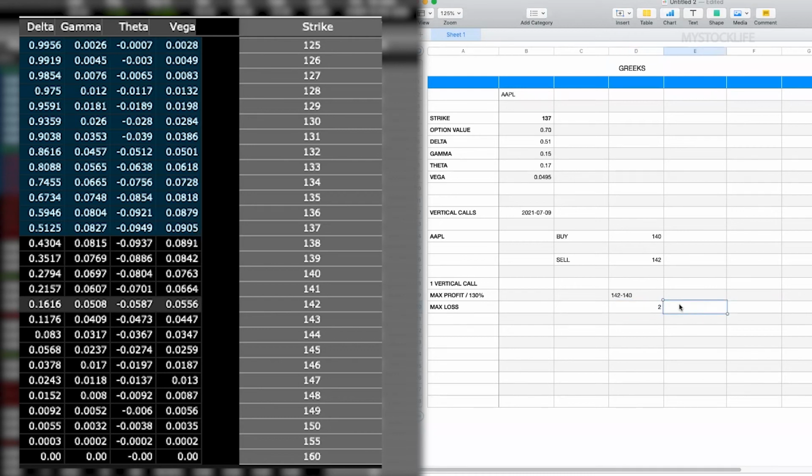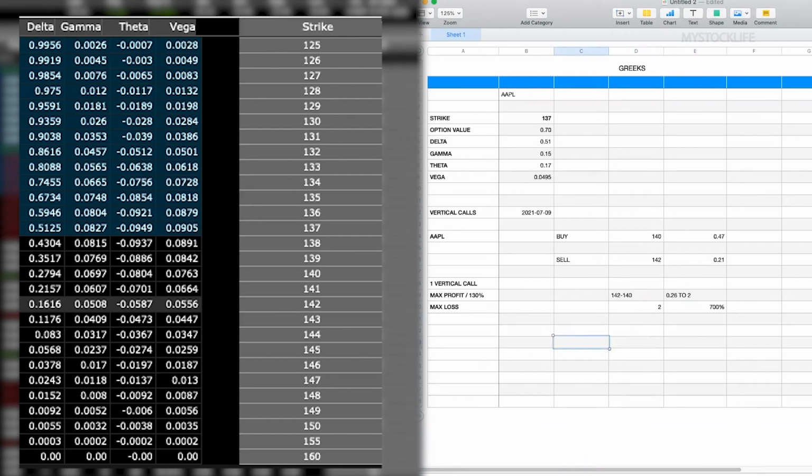Percentage wise, the 140 calls are going for 0.47 mid, and the 142s are going for 0.21, let's say. So 47 minus 21, which is 0.26. So 0.26 to $2 is almost 800% or 700% potential. Because your max profit is 2, so not bad, huh? So the further you go out of the money, the more potential you have. That's actually not bad.